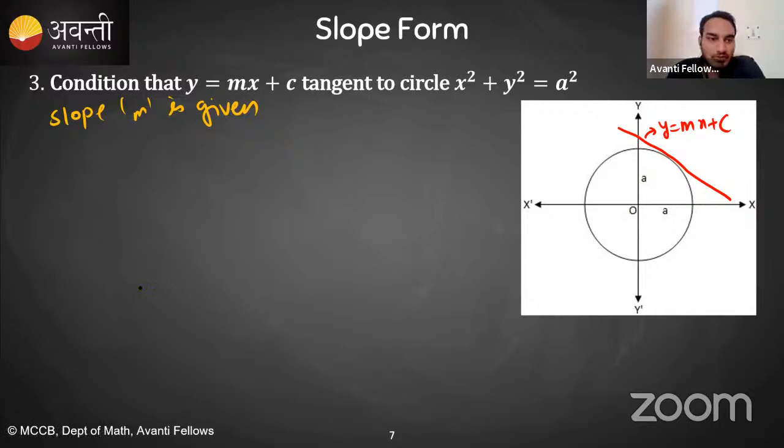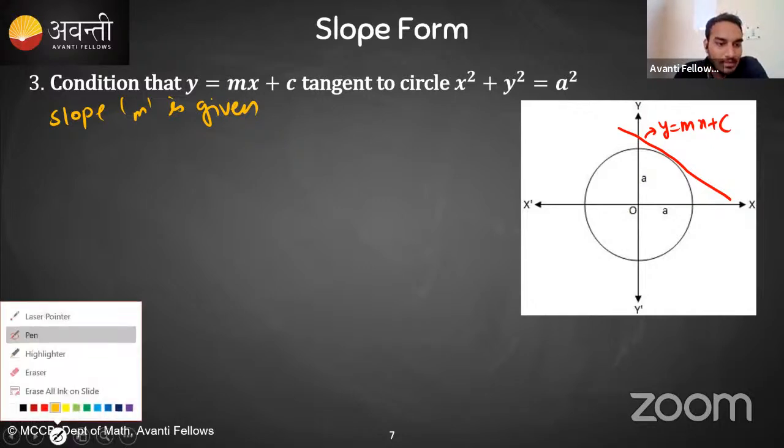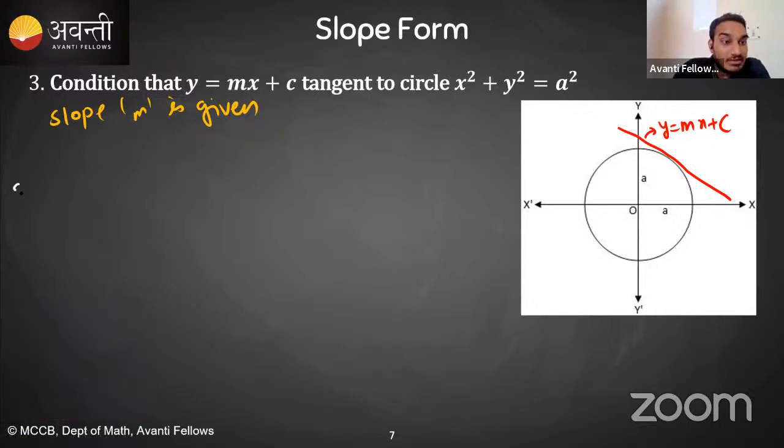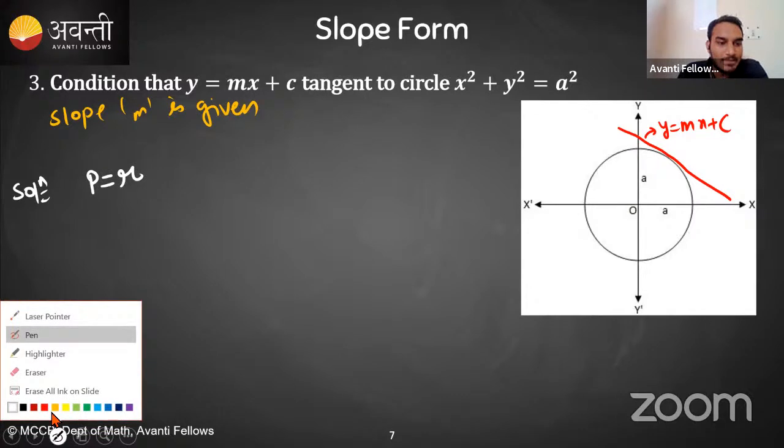First of all, everyone, in the last class we discussed at great length that for any line to be a tangent to a circle, it simply means the perpendicular distance from the center to the line should be equal to the radius of the circle, right? So p = r. Yes or no? p is the perpendicular distance.